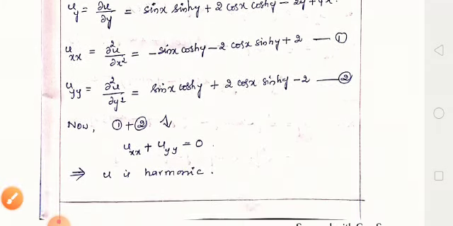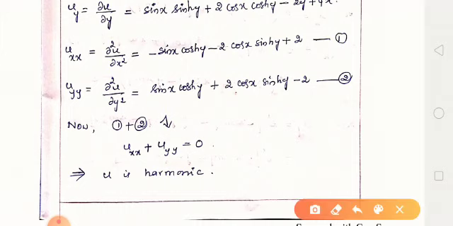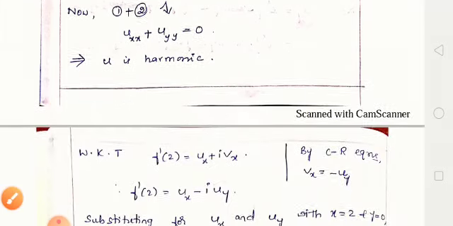Now we have to get expression for uxx plus uyy. For that purpose we will add equation 1 and 2. So equation 1 plus equation 2 gives uxx plus uyy equal to, you calculate the RHS, it will be 0. So uxx plus uyy equal to 0 implies given function u is harmonic.